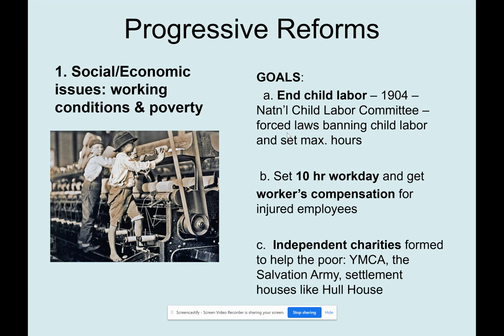And so Jane Addams is basically a whole bunch of middle-class white women that said, we want to help immigrants get settled into the country. And this is not government. Okay, so this is independent charities, just people that are saying, hey, we think that we need to do our part to fix these problems.